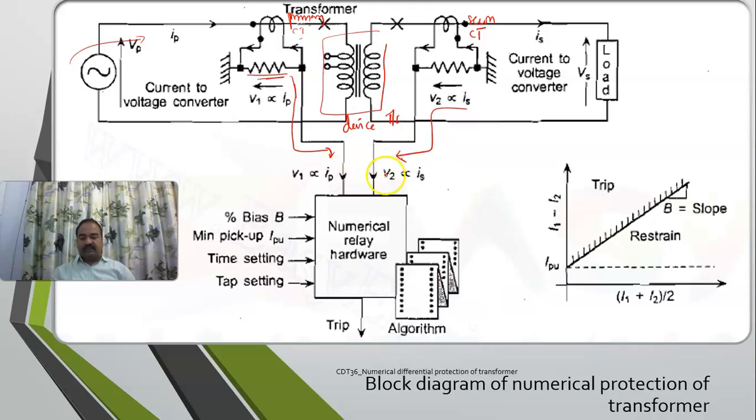Now both can be transformed into your voltage. So if you want voltage signals, you can take voltage signals. If you want current signals, you can take current signals. And these things will be fed here. In case of a numerical relay, normally IP minus IS will be tested, or VP minus VS, or V1 minus V2 will be tested. If it is greater than your pickup values, then automatically you will be giving an alarm, provided the same things happen again and again.